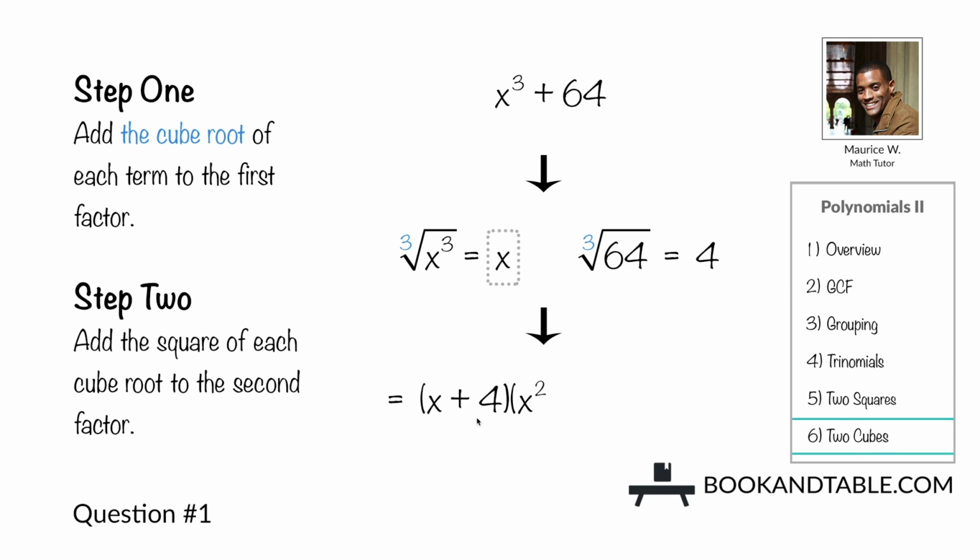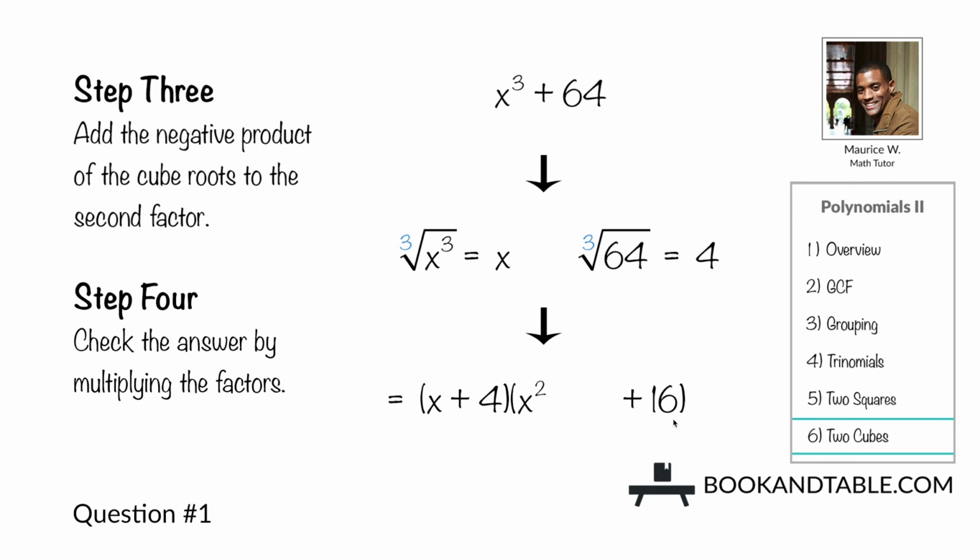Now, step 2, we want to add the square of each cube root to the second factor. The first cube root is x. When you square that, you get x squared. The second cube root was 4. When you square that, you get positive 16. Place that at the end of the second factor.